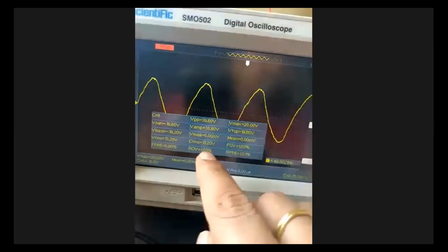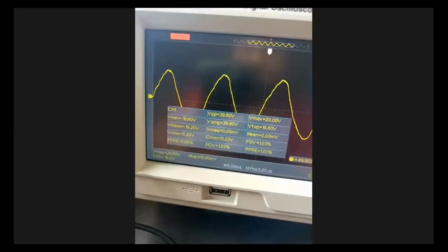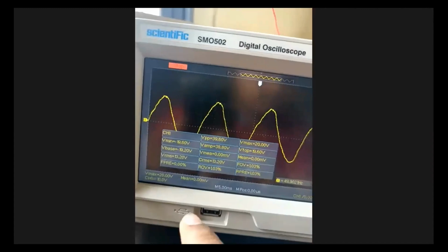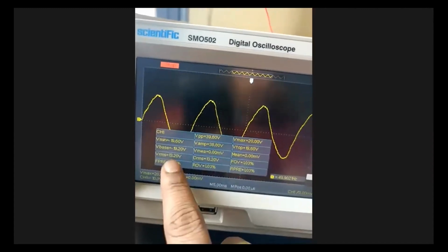Do Vmax divided by root 2, see how much it comes to. Is it 14? Yes or no? Do that one. Okay. Here our aim is the AC voltage you have to measure. 13.2, the AC voltage I have to measure.